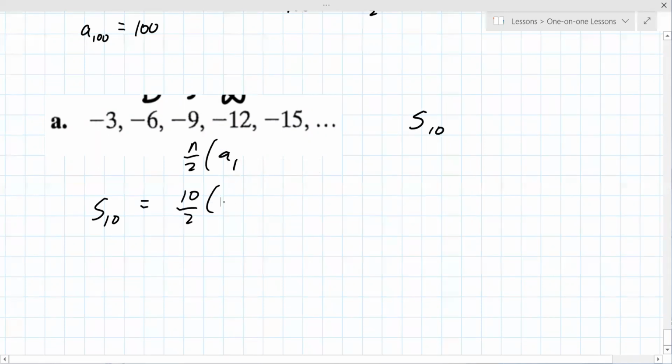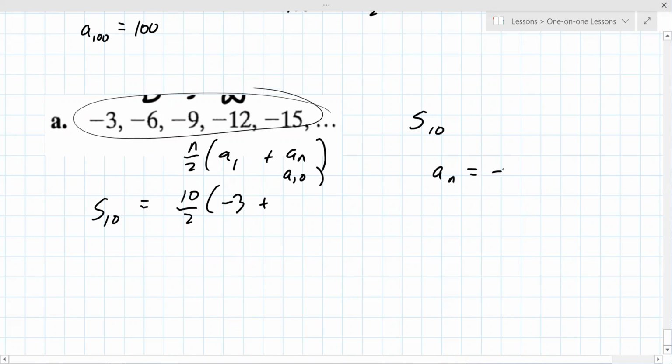So let me delete that. Minus 3 plus, you need the 10th term, which in this case is a sub 10. You need to find a sub 10. So how do you find a sub 10? You either keep going or you need a formula for this. Do you have a formula for this?